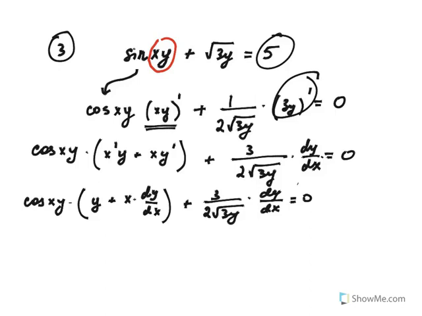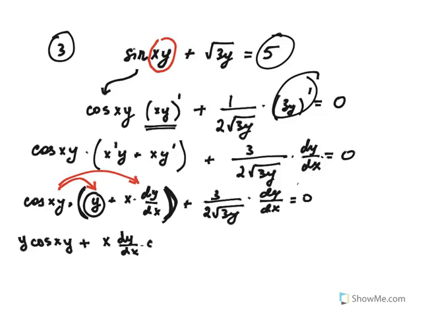Now, we have to isolate the dy/dx, but this is a little bit complicated. In this case, we do need to get rid of the parentheses. So we're going to actually distribute the cosine of xy. Now let's see what happens after. So we get, I want to put this y first, otherwise it's going to look weird. y cosine xy plus, I'm going to put x dy/dx first, times cosine xy plus 3 over 2 the square root of 3y dy/dx equals 0.